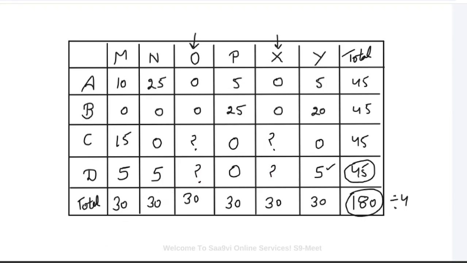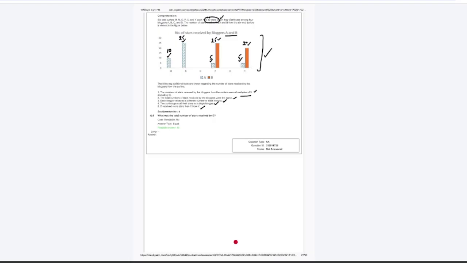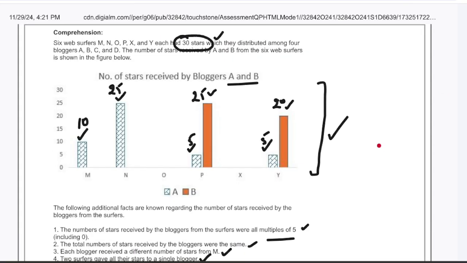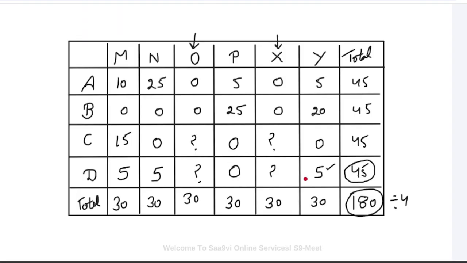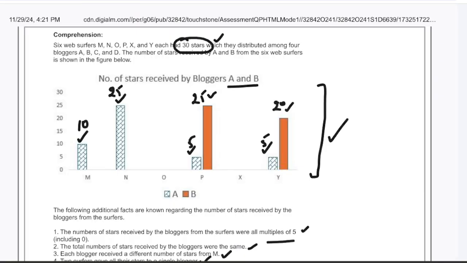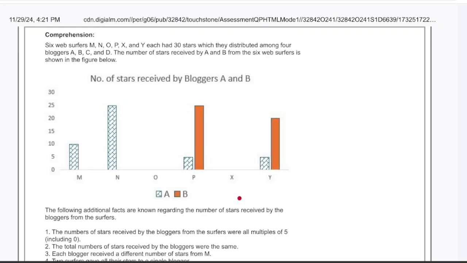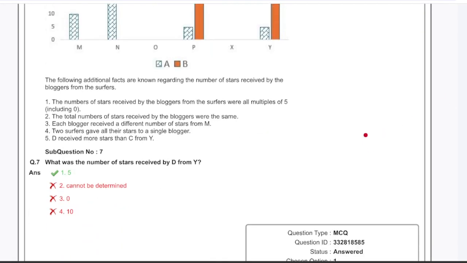Now let's go towards the questions. The first question says, what was the total number of stars received by D? Now D received 45 stars. That is the answer to my first question. If somebody is sitting in the CAT, I believe it was a very easy puzzle. It's a very, very easy puzzle.